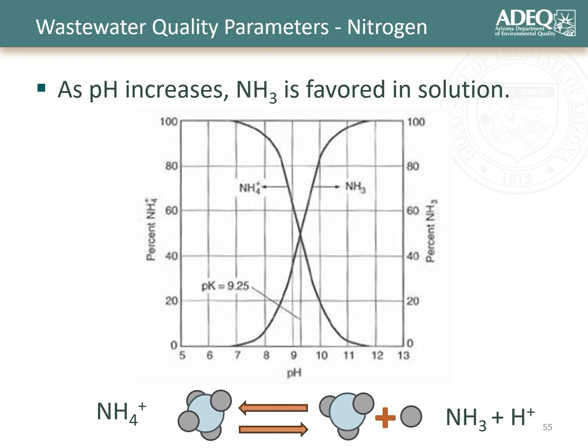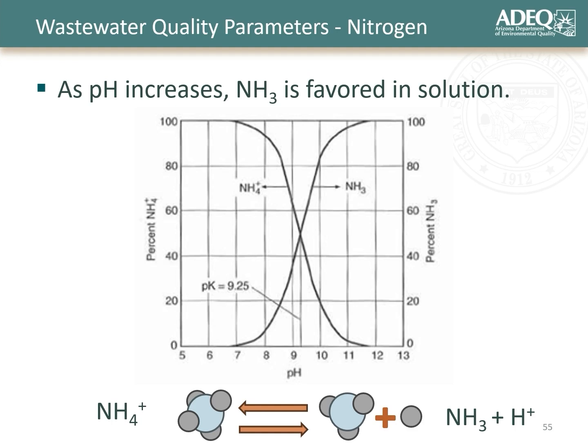And why that's important is that most wastewater treatment plants are operating right around 7 to 8 pH, which means that for the most part, all of your ammonia is present as ammonium, which is the positively charged form, and that form likes to stay dissolved in water because it's positively charged.